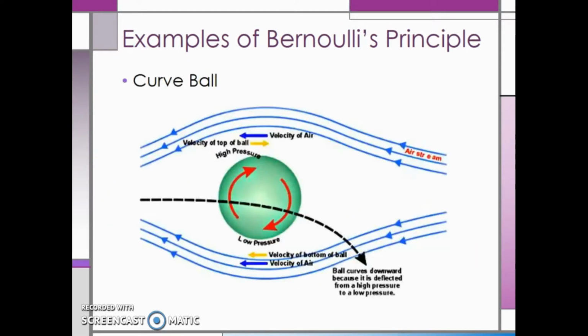Another example of Bernoulli's principle is a curveball in baseball. The rotating baseball drags a layer of air immediately next to its surface. If we see the ball is rotating clockwise, then just above the ball, the air speed is reduced due to air being dragged by the ball in one direction and the velocity of the airstream pointing in the other direction.